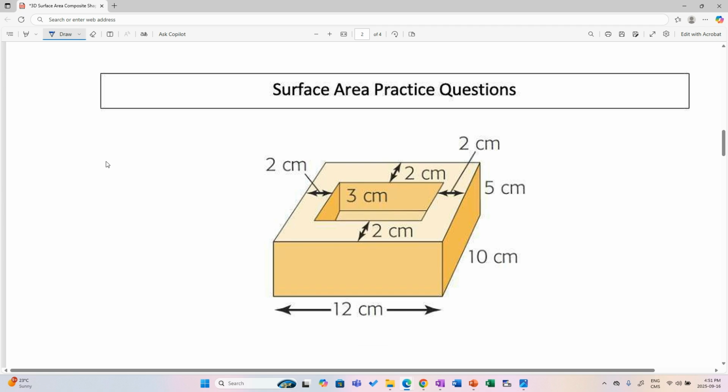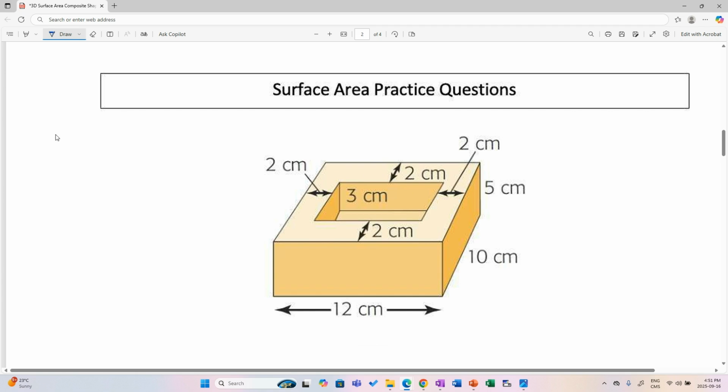Okay, class, let's solve another one of these problems. For this example, I have a rectangular prism here. However, there's a cutout. It looks almost like a box. There's another rectangular prism cut out of this rectangular prism here. So a smaller rectangular prism is cut out from a big rectangular prism.